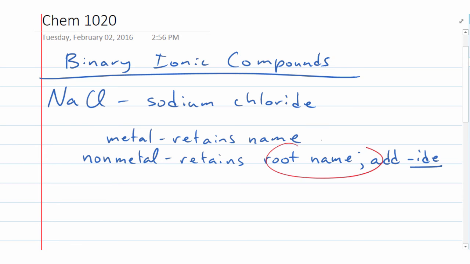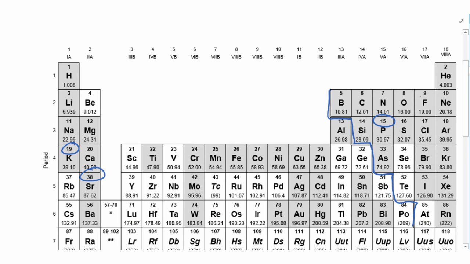Now this root name right here is the first one or two syllables of the element's name. So we talked about the root name of chlorine. The root name of chlorine would be chlor. And so we have chlorine, chloride, chlorate, chlorite.